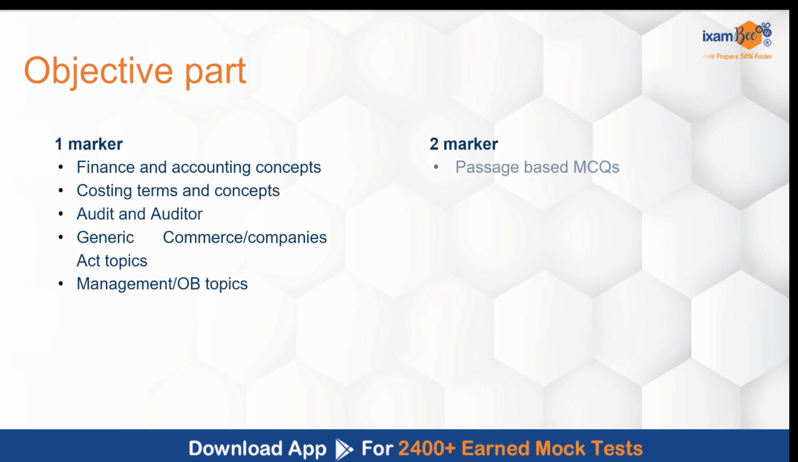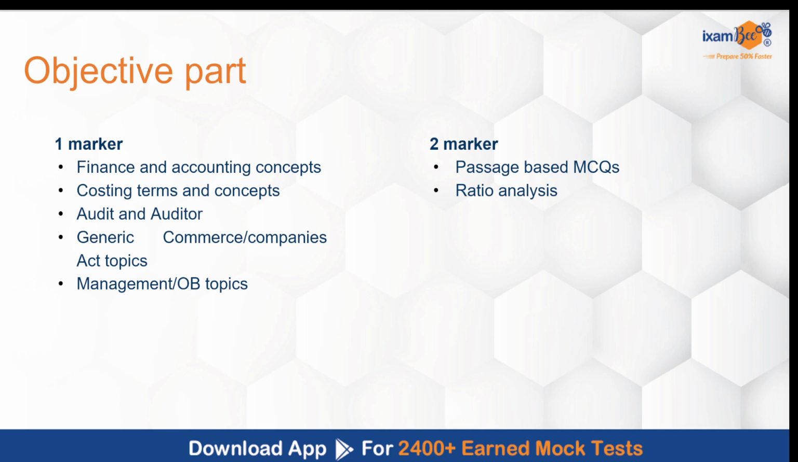When I talk about 2 markers, these are passage based MCQs. Passage based MCQ means there's some certain topic being discussed and written as a para, and there are certain questions following from the theme of that topic. A very, very recurring topic that comes under the 2 markers is the ratio analysis.